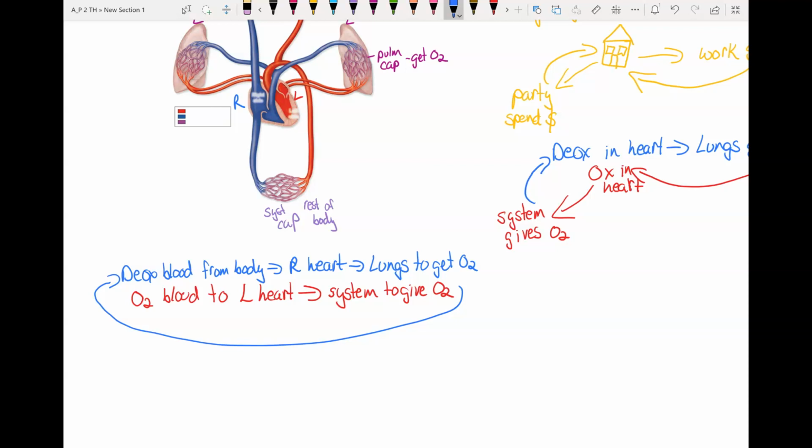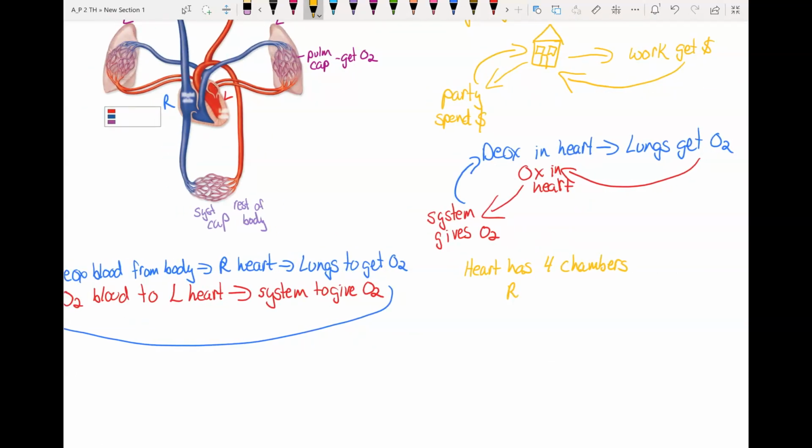The heart has 4 chambers. Okay, so these are like compartments. You have atria on top, so you have a right and a left atrium on top. So atrium is singular, atria is plural. Then you have your ventricles on the bottom. So you have right and left ventricle on the bottom.